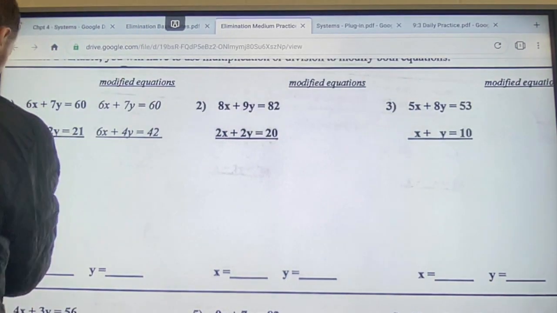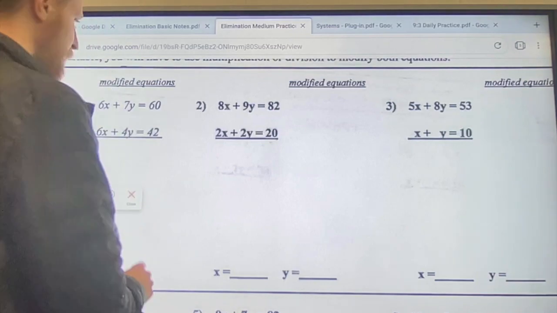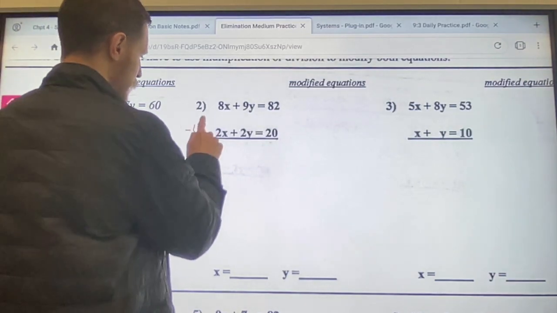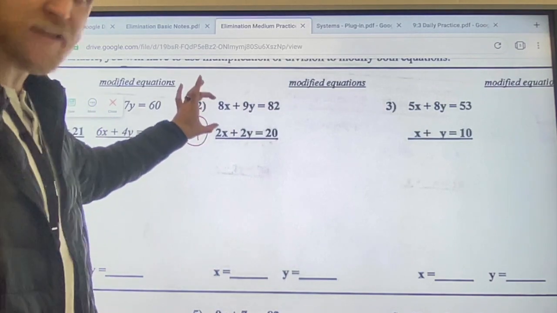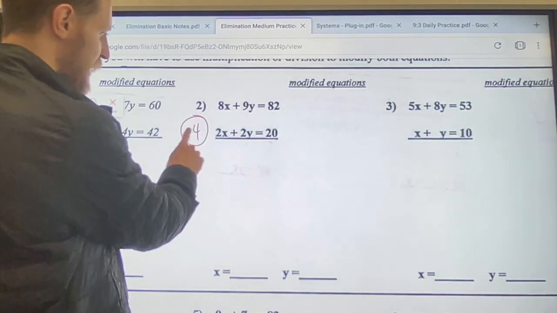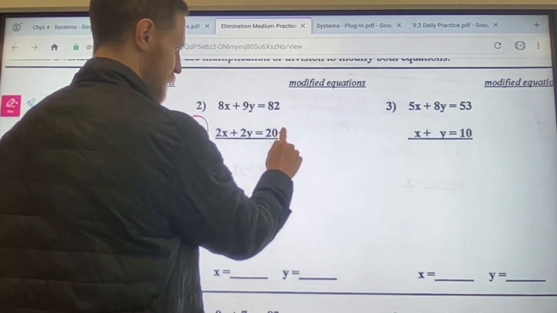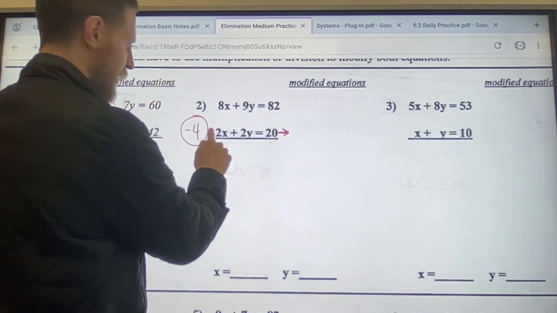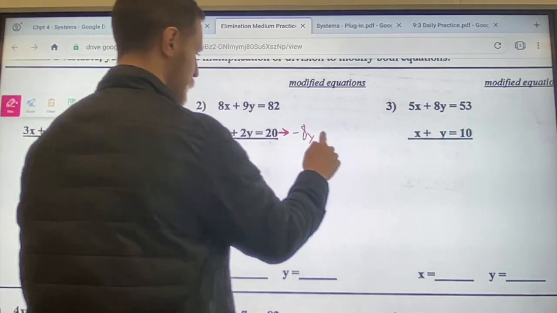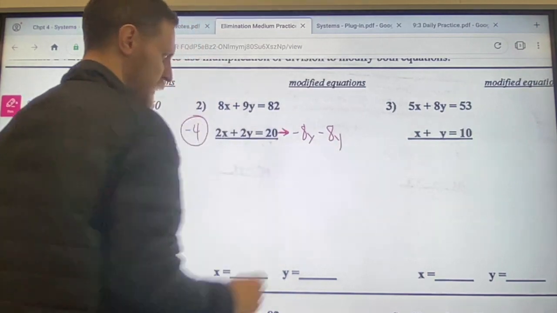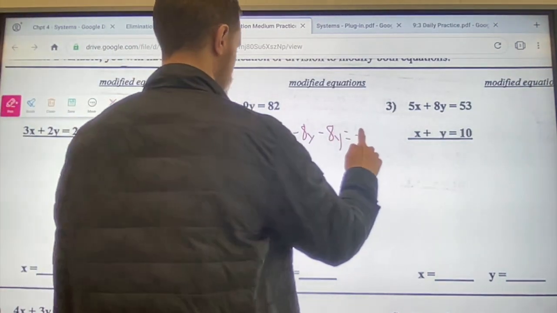So what I'm going to do here is I'm going to multiply this entire second equation by negative 4. Again, why negative 4? Because that's the number that's going to make it work. That's the number that's going to make these opposites. When I do that, negative 4 times 2 is negative 8. Negative 4 times 2y is negative 8y. And negative 4 times 20 is negative 80.